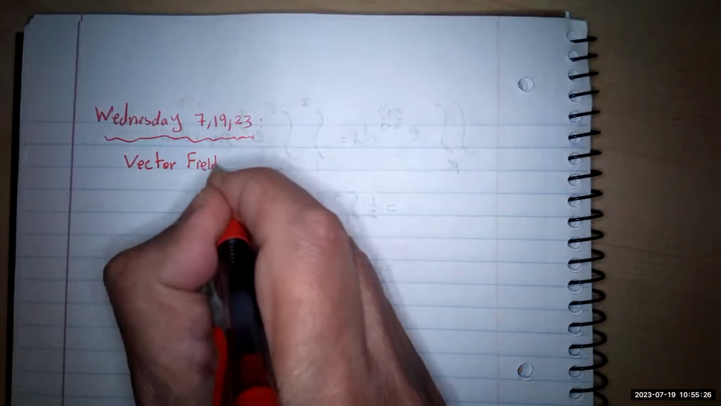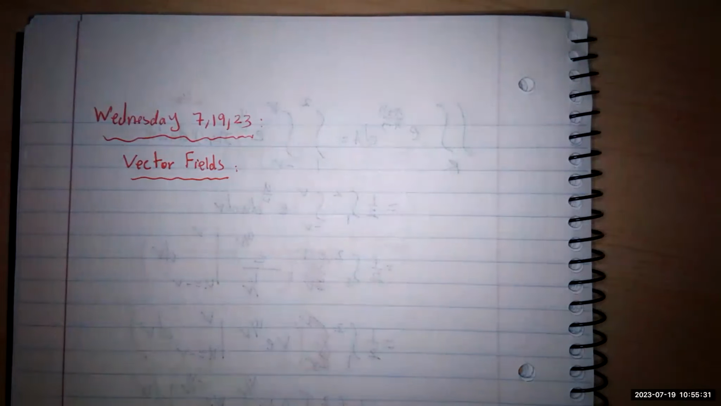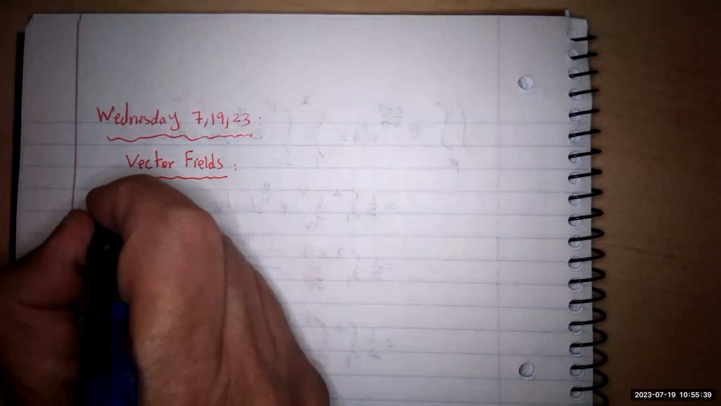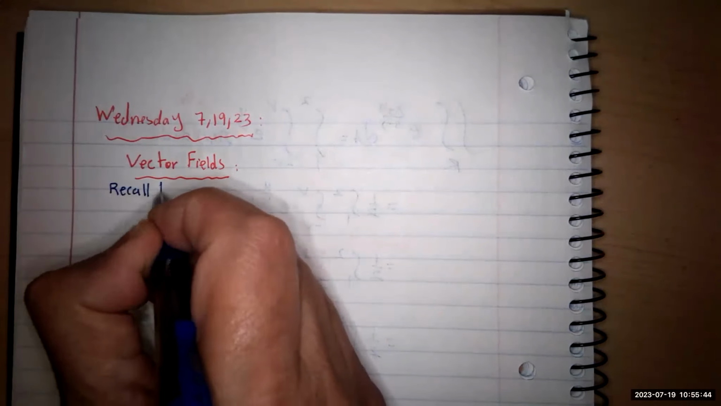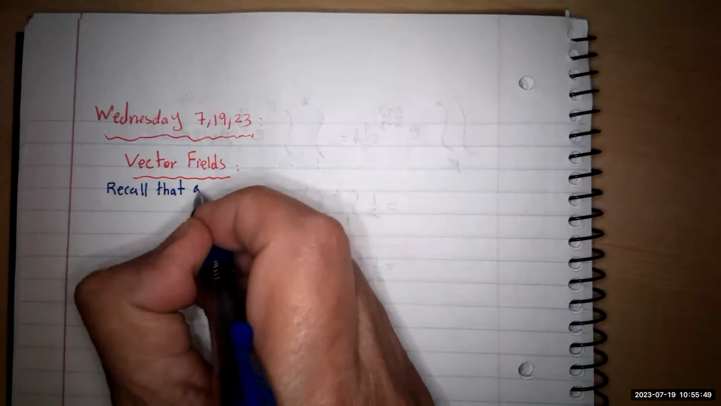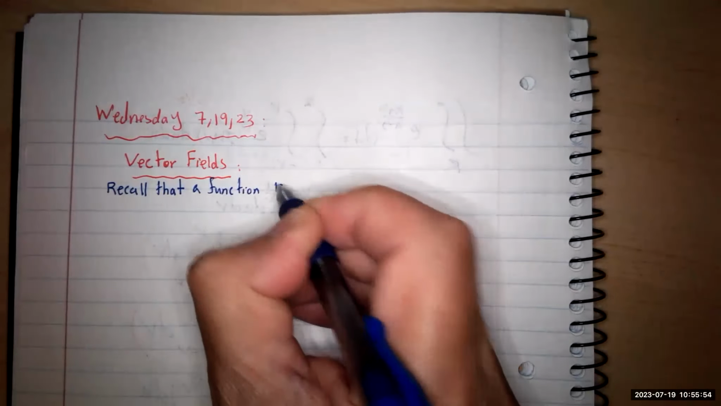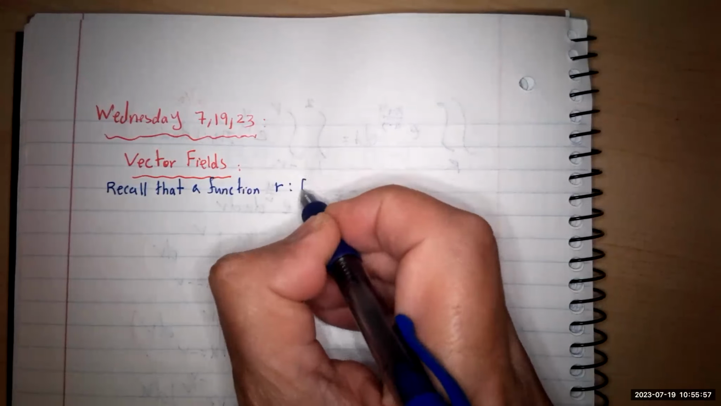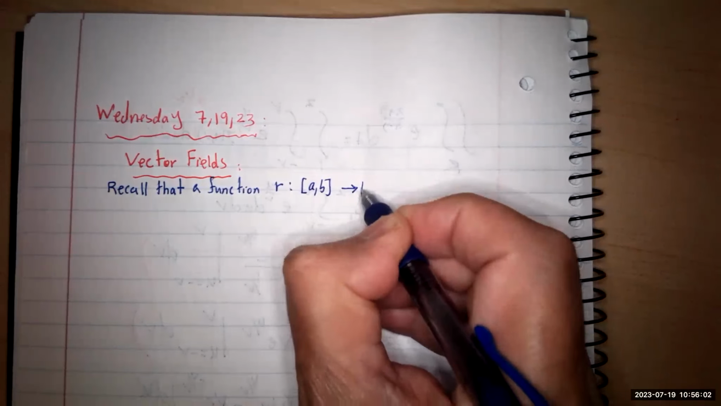So what is a vector field? The functions that we're interested in. We have to remind ourselves of what we have, bringing in the notation that we used before. So we start with the function that we have, recall that. I must start with the vector valued function. Recall that a function r, if you like, is defined on a closed interval [a, b] into R3.